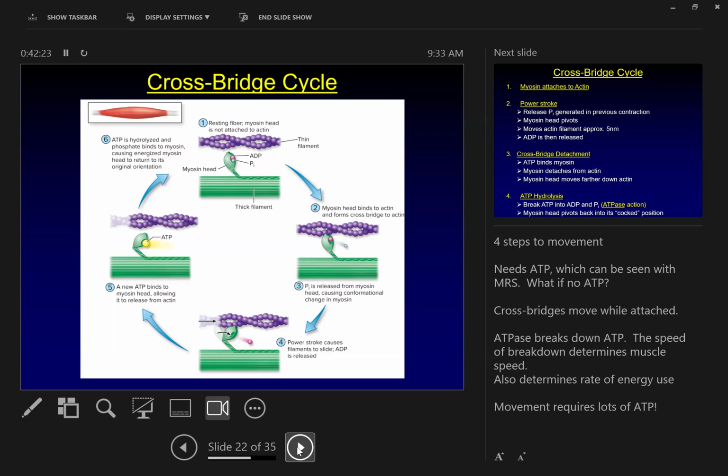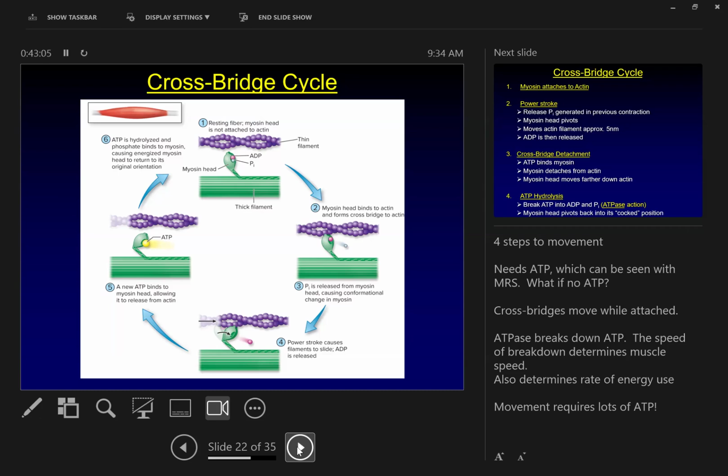We get calcium, we open up the binding site, it binds and forms a cross bridge. As that happens, we release inorganic phosphate. As the inorganic phosphate is released, that initiates the tilt, or the power stroke, in the myosin head. So it bends and pulls. As it does that, it then releases ADP. This is what leads to a muscle contraction.